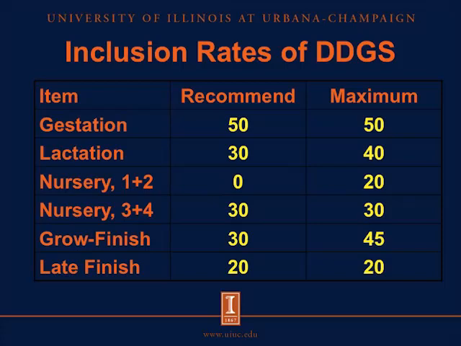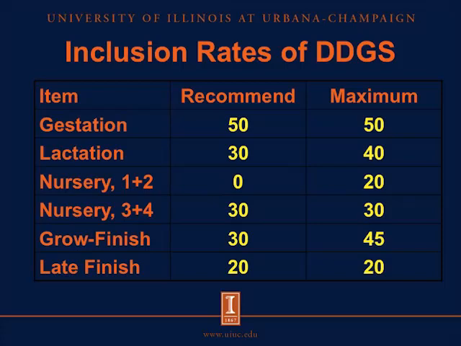We can also use 30% in the growing finishing diets, but during the last 3 to 4 weeks before harvest, we recommend that the inclusion rate of DDGS is reduced to about 20% to prevent development of soft bellies and soft fat depots in the pigs.